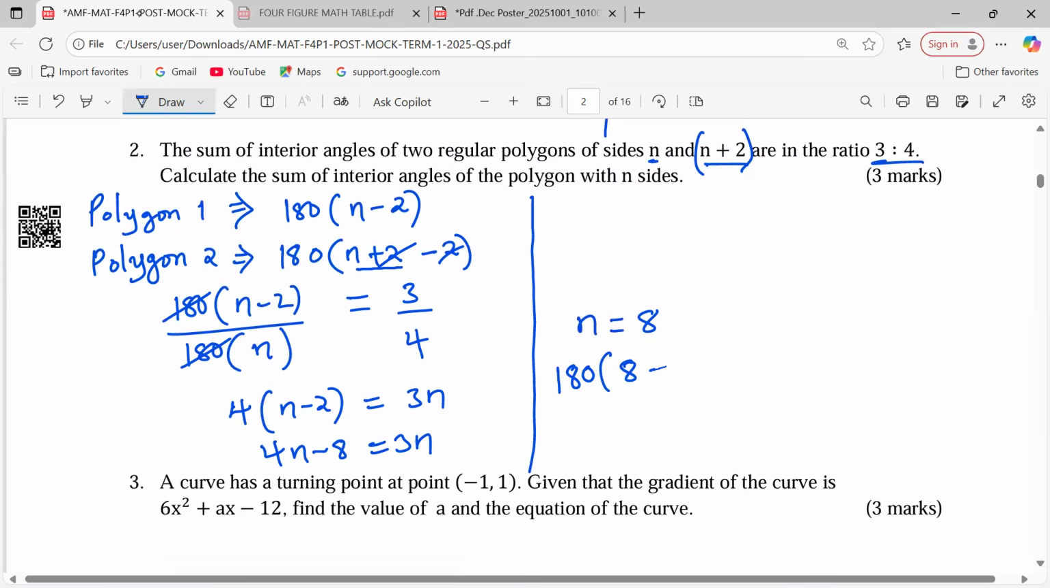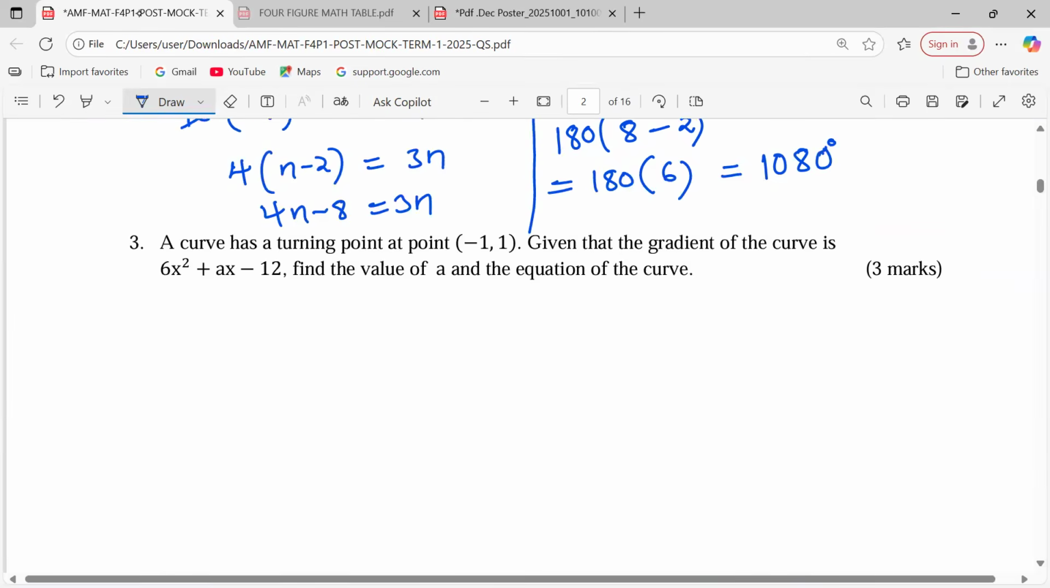So if n is 8, then we can get the sum now of interior angles. 180 into n minus 2. So 180 into 6, this gives us 1080 degrees. So that is the sum of the interior angles for the polygon with n sides.